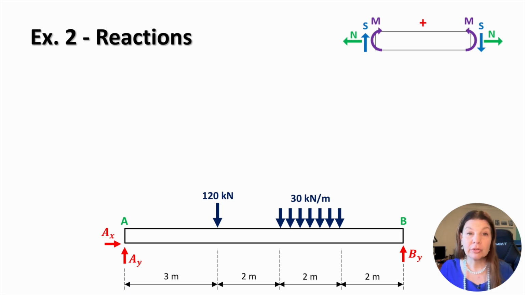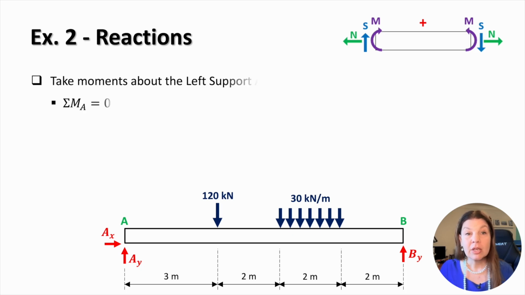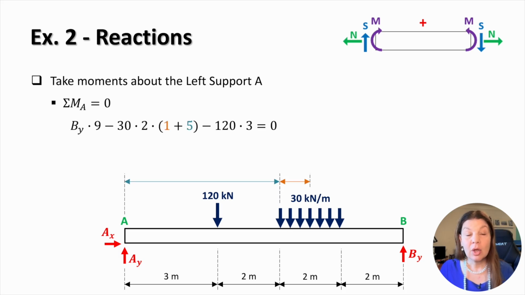Since there are no horizontal loads, the horizontal reaction AX will be 0, so we'll focus on the vertical reactions. To determine BY, we'll take moments around support A. The 120 kilonewton load acts at a distance of 3 meters, producing a negative moment. The uniformly distributed load acts over 2 meters, so first we need to find the equivalent resultant force.